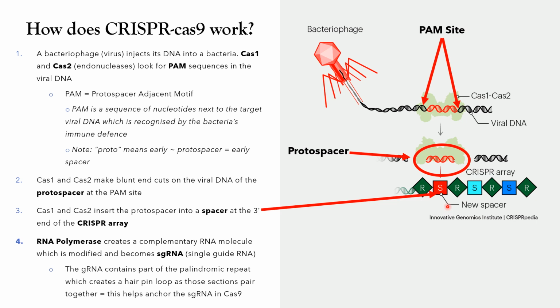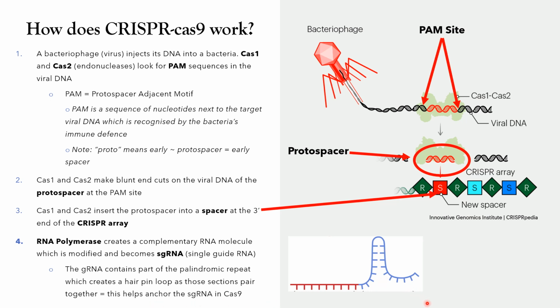Once the bacteria has inserted that spacer, RNA polymerase will then come along and run along the spacer and create an RNA molecule, which is then modified and becomes a single guide RNA. So we can abbreviate that to sgRNA. The sgRNA contains a part of the palindromic repeat, which then creates a hairpin loop like this. And this section then helps attach or anchor to Cas9.